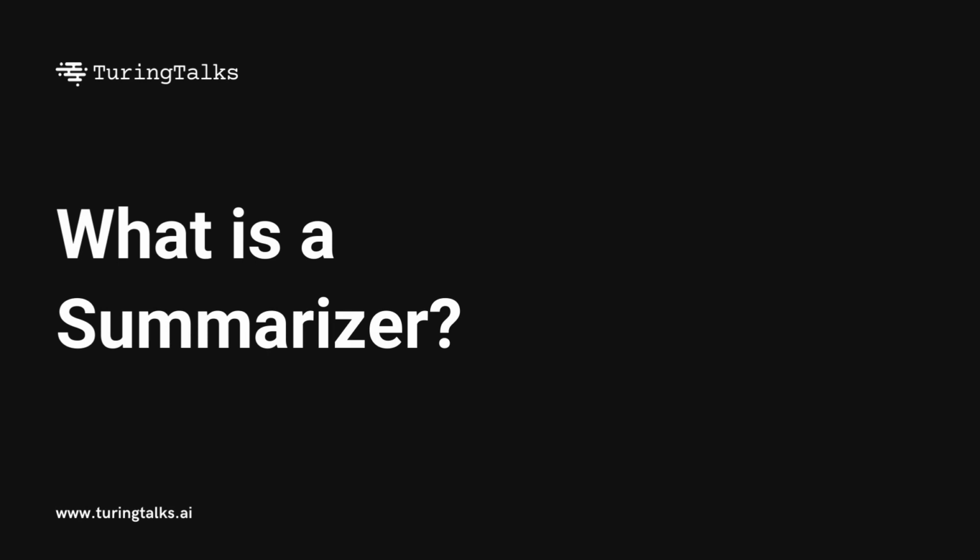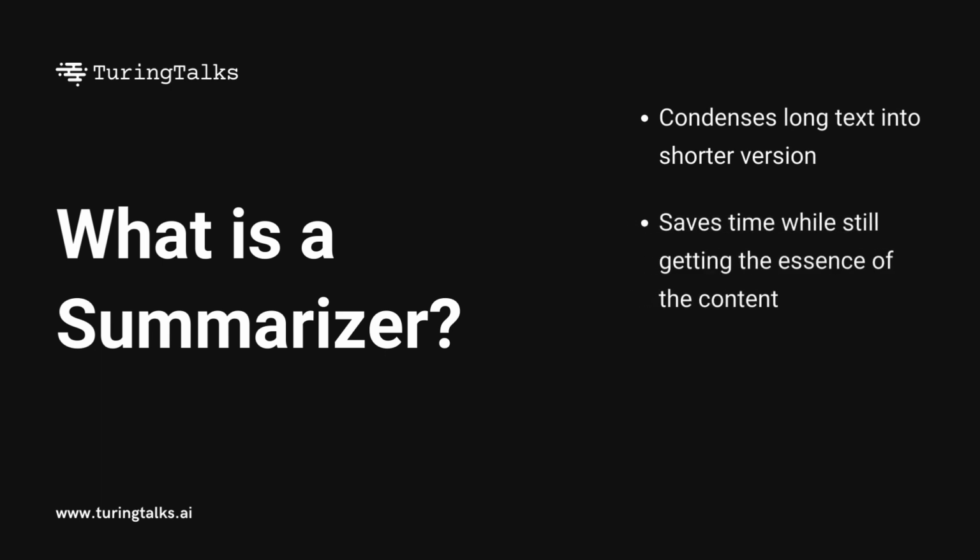So let's get started. A summarizer does exactly what the name suggests. It takes a large block of text and condenses it into a shorter version. This shorter version keeps only the key points. Think of it as the difference between reading a whole novel and glancing at its back cover. So the aim is to save time while still getting the essence of the content.